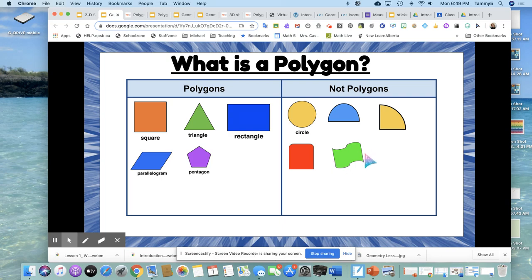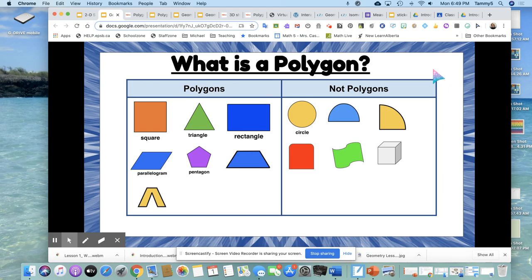Let's take a look at the examples so far. All of the examples that are polygons have straight edges, whereas these examples over here do not have straight edges. They have curved lines. So anything that has a curved line is not a polygon. Let's keep going and see if we can further define what a polygon is. This trapezoid is an example of a polygon, but this cube is not a polygon.